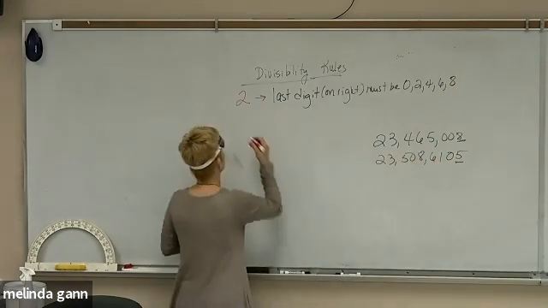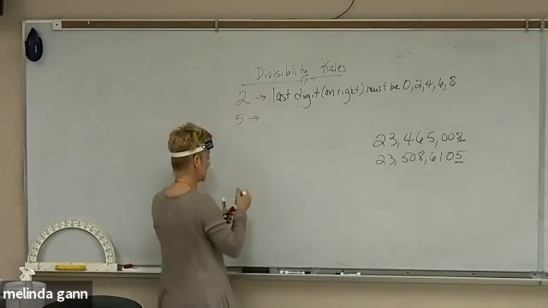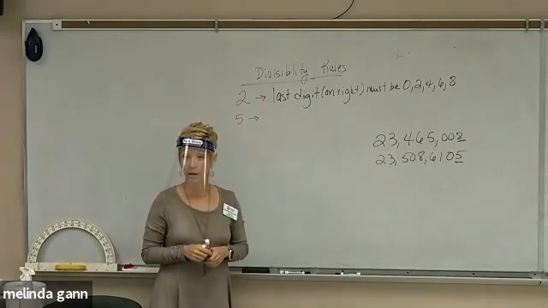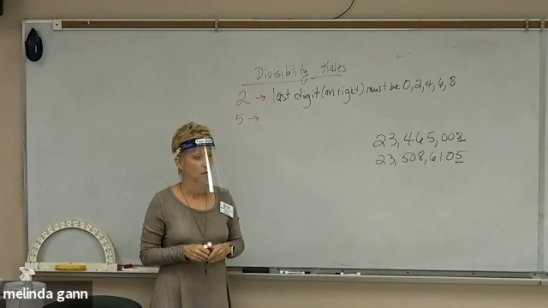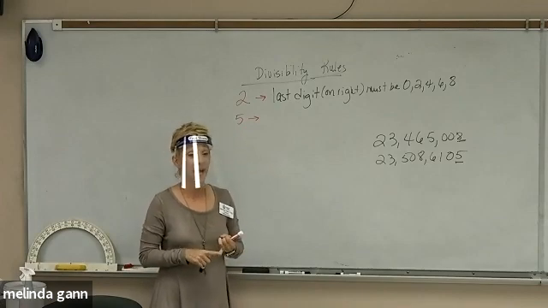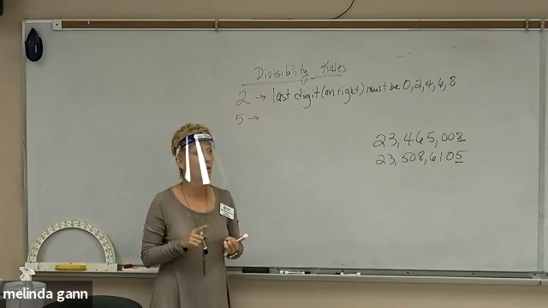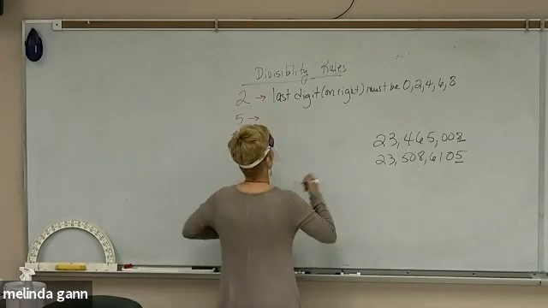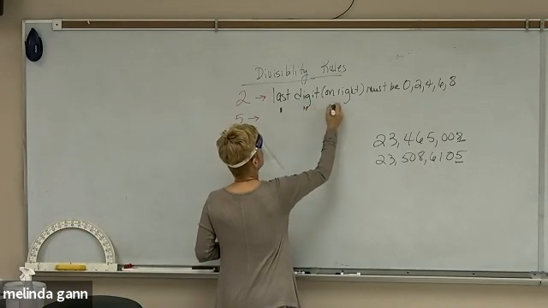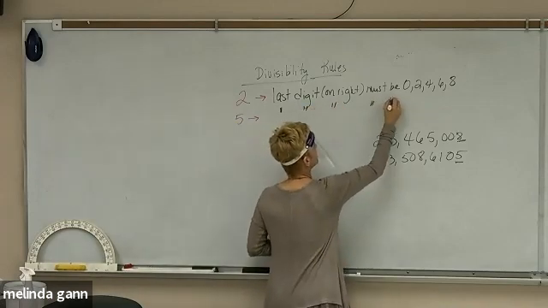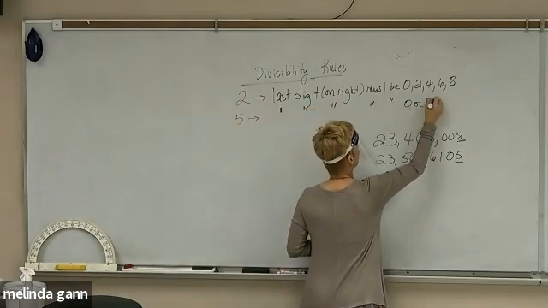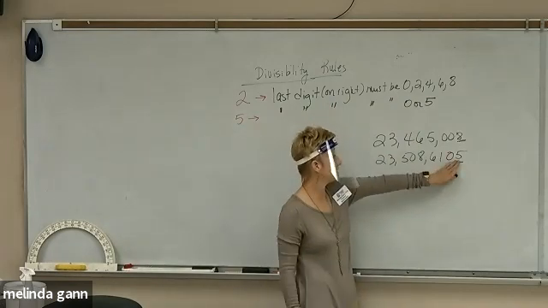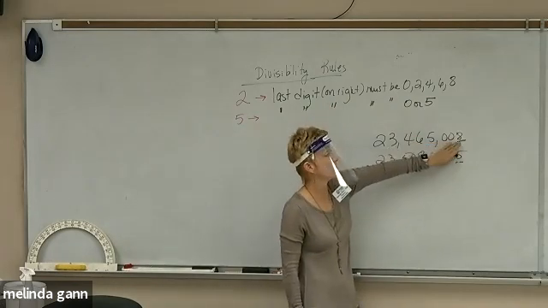What's the shortcut to see if 5 is a divisor? All right, so the last digit's got to be what? 0 or 5. Okay? So that last digit on the right must be this time 0 or 5. So again, this was divisible by 5, but this long number is not divisible by 5.